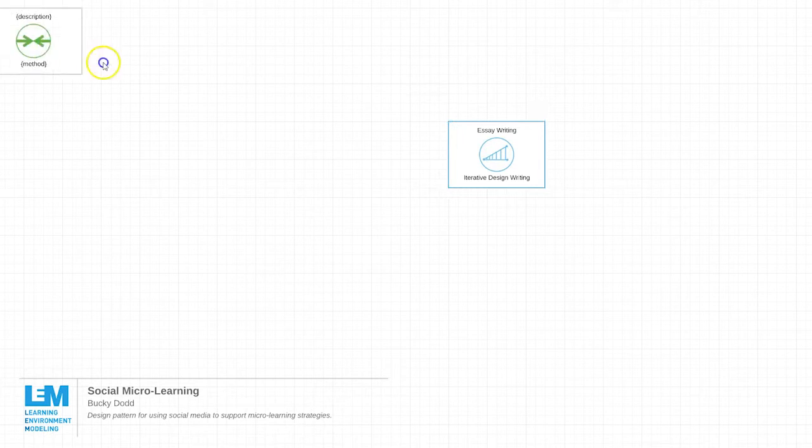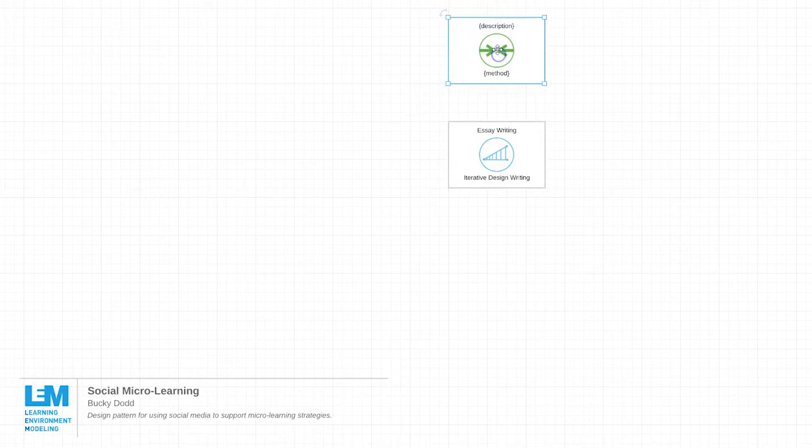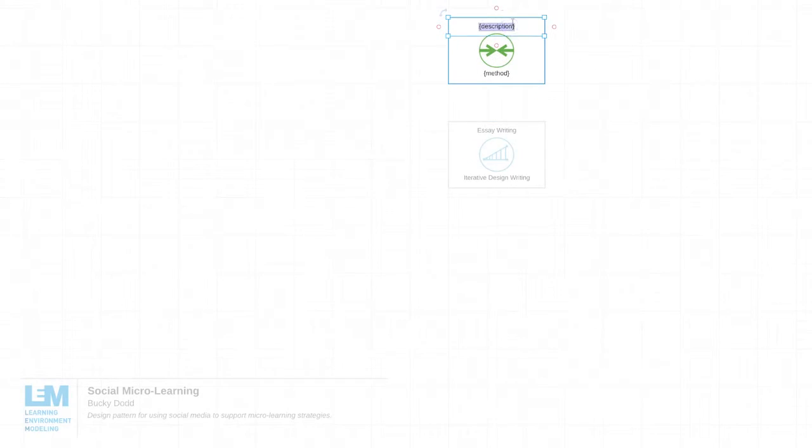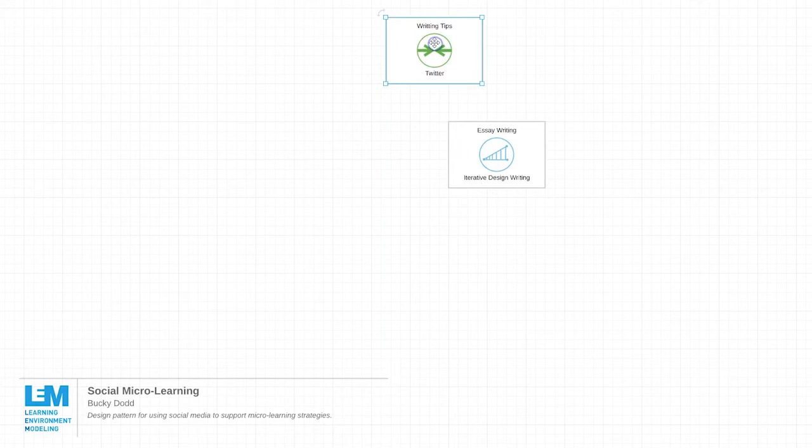And so let's say for one thing, we might have a Twitter feed that we begin curating content in. This would be writing tips, we'll call it, and again, that is delivered via Twitter. All right, so we have a live feed that's going in here.